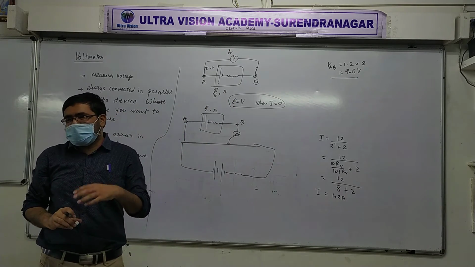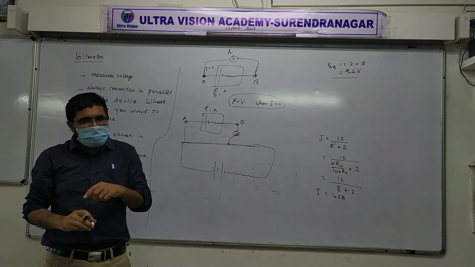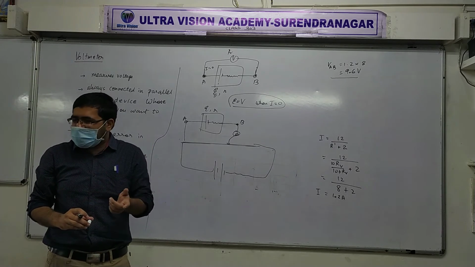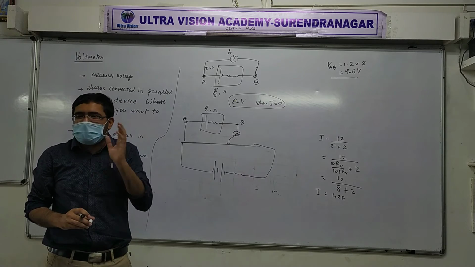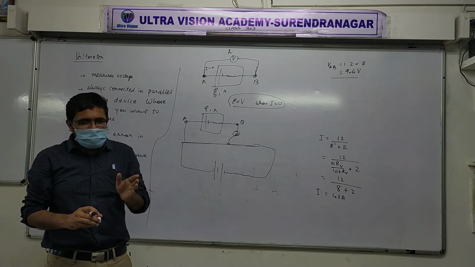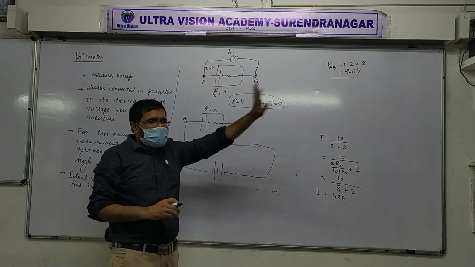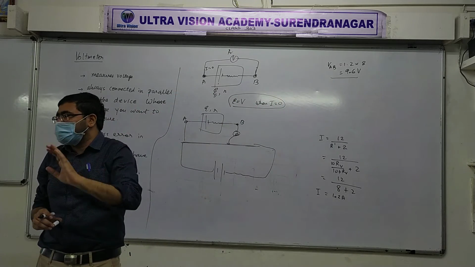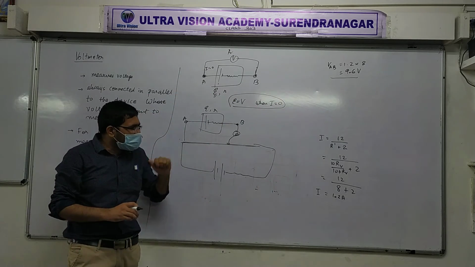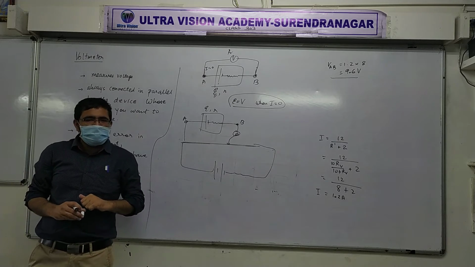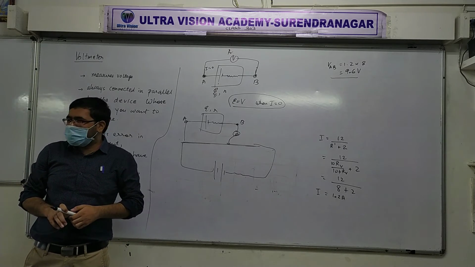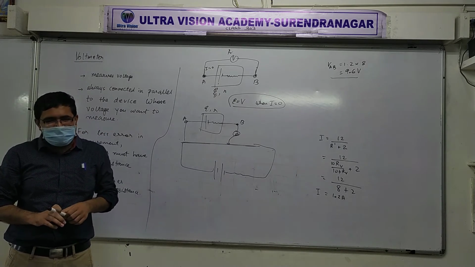If current flows, what you are measuring, is it called EMF or is it called terminal voltage? It's called terminal voltage. Correct or not? If current flows, then the voltage that you are measuring cannot be called EMF. It has to be called only terminal voltage. The potentiometer may have a problem, no? Don't we have that same problem in potentiometer?